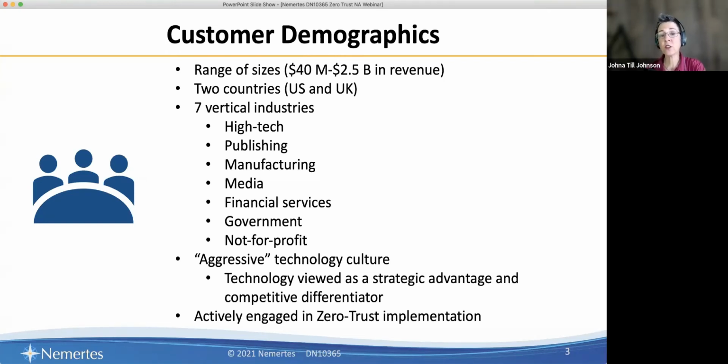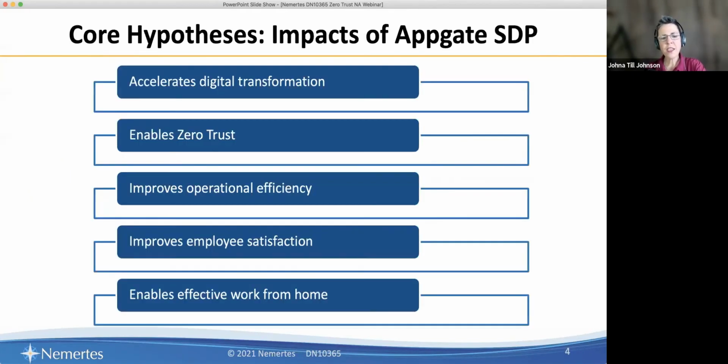And what we found is that the organizations we interviewed were typically aggressive, had an aggressive technology culture. They viewed technology as a strategic advantage and competitive differentiator, which is useful to know. And finally, all of them were actively engaged in zero trust implementation. Some considered that they had completed it, but the majority were in the process of completing and expected to complete in about 2022. So with that, John, do you want to talk a little bit about some of the hypotheses that we put together? Sure.